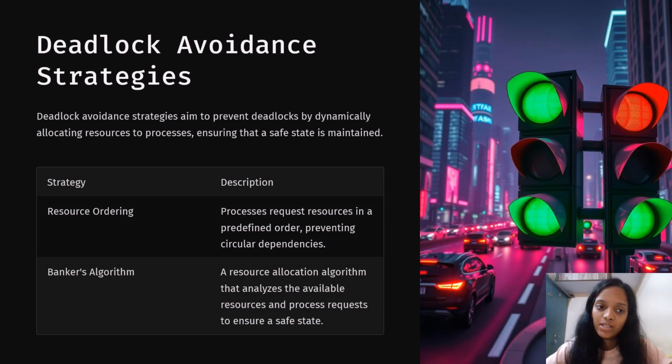Deadlock avoidance strategies. Deadlock avoidance strategies aim to prevent deadlocks by dynamically allocating resources to processes, ensuring that a safe state is maintained. There are two strategies which can be applied. First one is resource ordering. Processes request resources in a predefined order, preventing circular dependencies. Second one is Banker's algorithm, which can be used to avoid deadlock. Banker's algorithm is a resource allocation algorithm that analyzes the available resources and process requests to ensure a safe state.